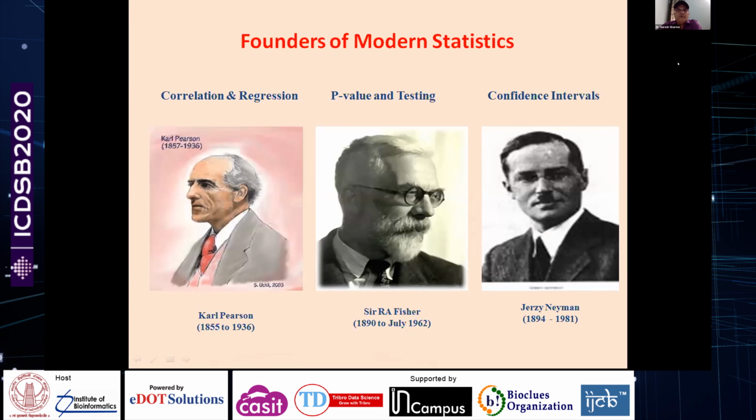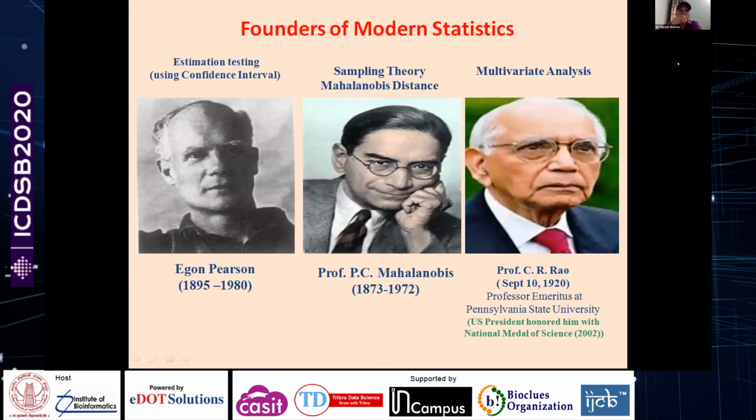Okay, now who are the founders of modern mathematical statistics? Correlation and regression, that was discovered by Karl Pearson's correlation coefficient, and most of the bioinformatics people are using that. P-value and testing by R. A. Fisher, confidence interval approach by Neyman, and also estimation and testing using the confidence interval approach, that by Pearson.